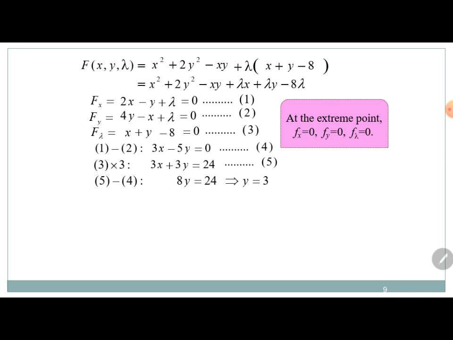And then we can find out what is the value of x. Substitute into either equation number 3 or equation number 4. So substitute y equal to 3 into equation number 3.